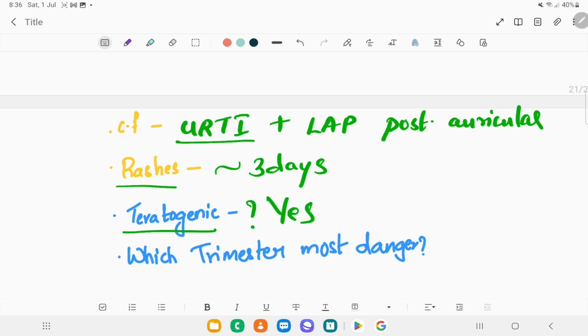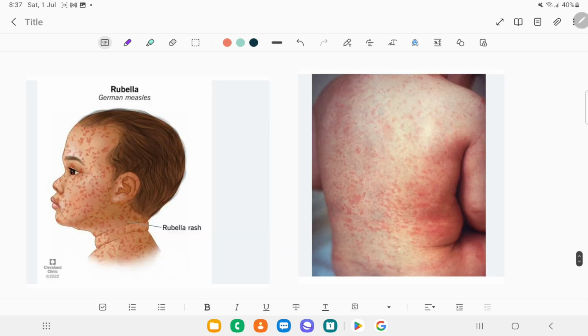Now, is rubella teratogenic? Yes, rubella is teratogenic. That means if the woman is infected during her pregnancy, she can pass this virus on to the child. Now, which trimester of pregnancy is said to be most dangerous? If the woman gets infected during this trimester, it's going to be very dangerous and it's going to affect the child very severely. That is the first trimester. It is the first trimester, guys. Now this is how the rashes look in rubella. See the rashes.